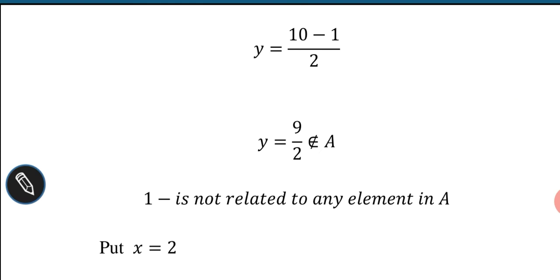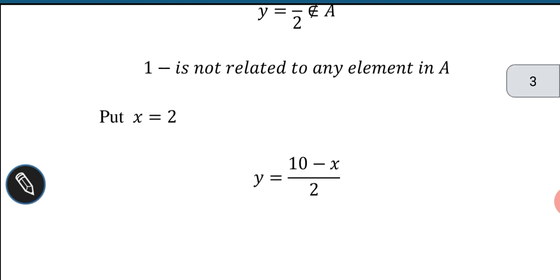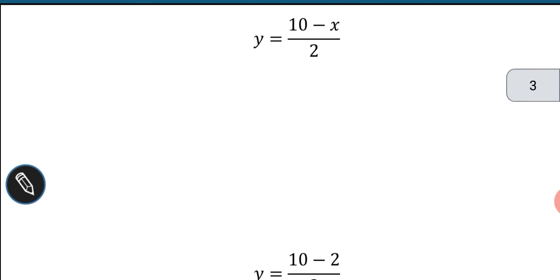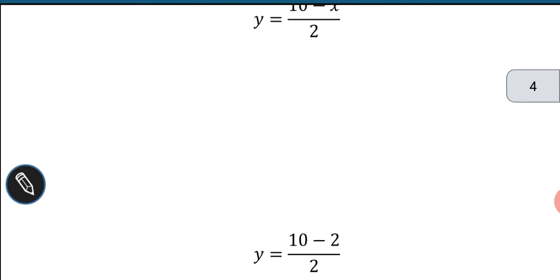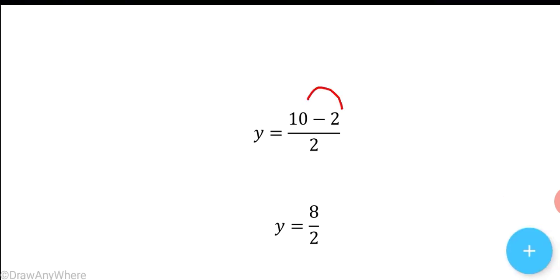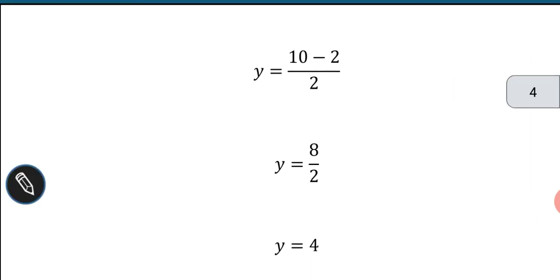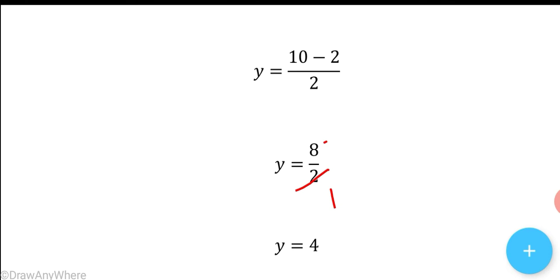Put x equal to 2. So y is equal to (10 minus x) by 2, which is (10 minus 2) divided by 2. So y is equal to 8 by 2, so y is equal to 4.